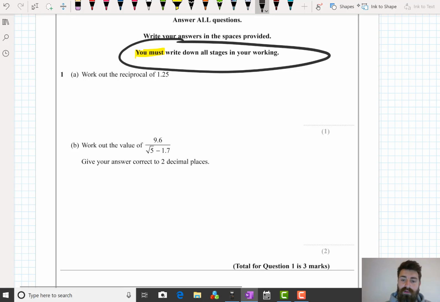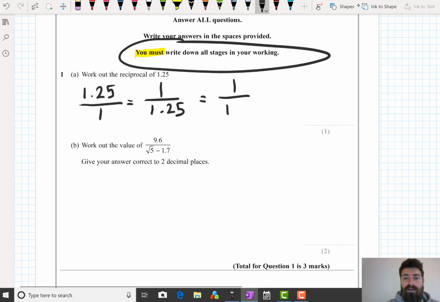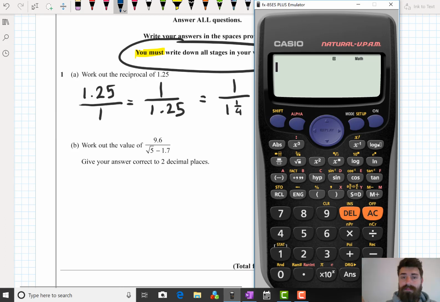Work out the reciprocal of 1.25. Finding the reciprocal of pretty much any number is essentially inverting it, flipping it if you like. If you recall that any number is technically divided by 1, but we just don't really write that. If we are to flip this, this will be 1 over 1.25, which is 1 over 1 1/4, which is 1 over, technically 1 divided by 5/4, which is actually 4/5.